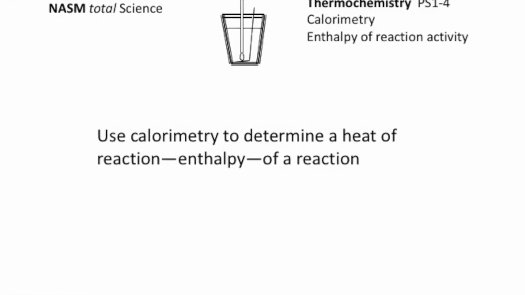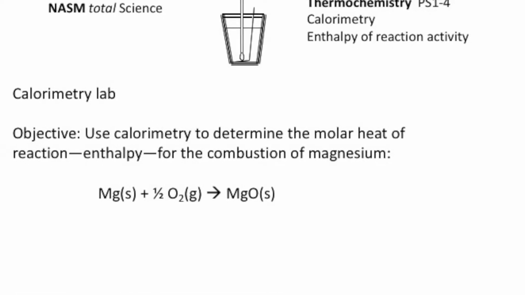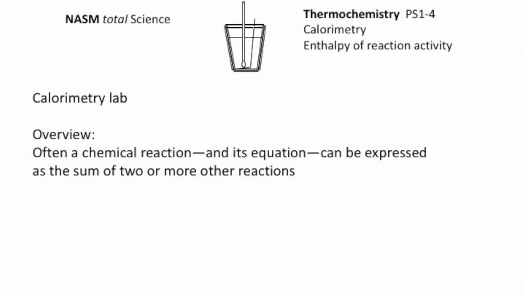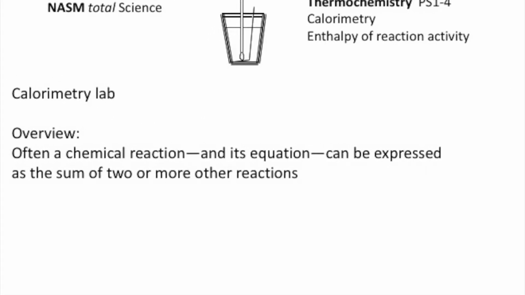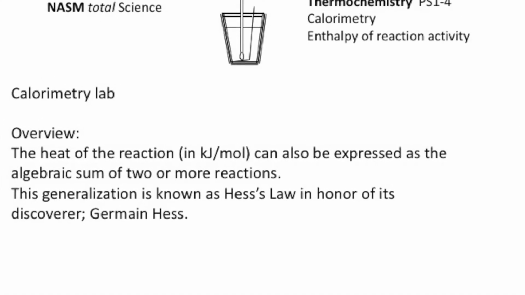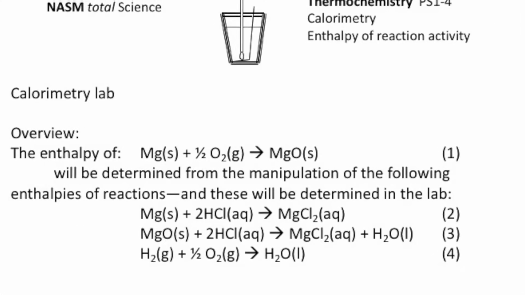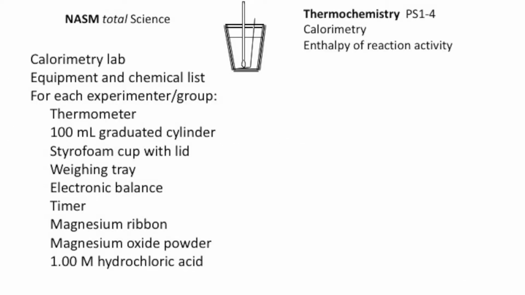We're going to use calorimetry to find the enthalpy for a reaction. This one, magnesium and oxygen. But we're actually not going to react them directly. We're going to do other reactions and then use Hess's law to find the actual enthalpy of reaction 1.